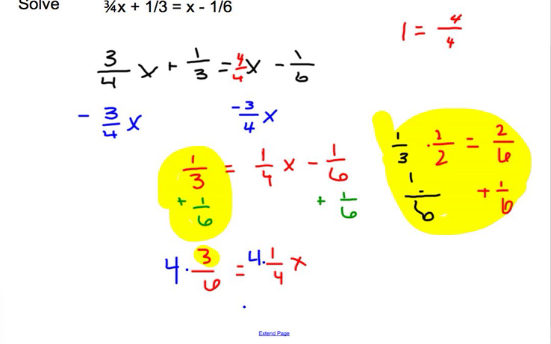That cancels out. This 4 times 1/4, that gives you 1. And 1 times x is x. Or simplifies is a better word. And 4 times 3 is 12. And 12 divided by 6 is 2. So the solution to that problem, that equation, was x equals 2.